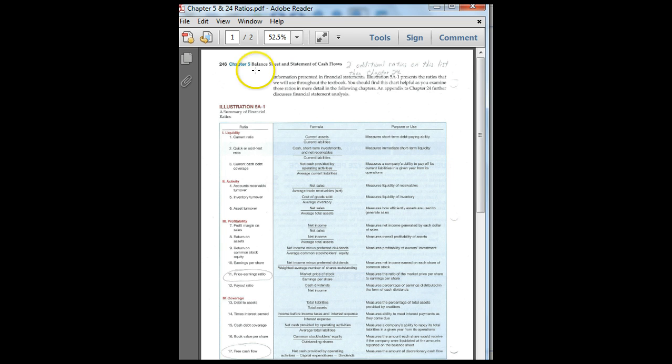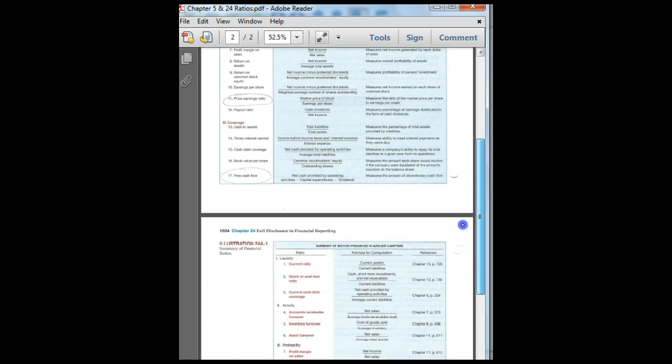So I want to point out in Chapter 5 of your textbook, it lists various ratios, it gives you the formula, and it'll tell you how they're used. So I encourage you, actually, there should be a PDF of this available for you in the online course, but you certainly can go to Chapter 5 of your textbook and get this for yourself.